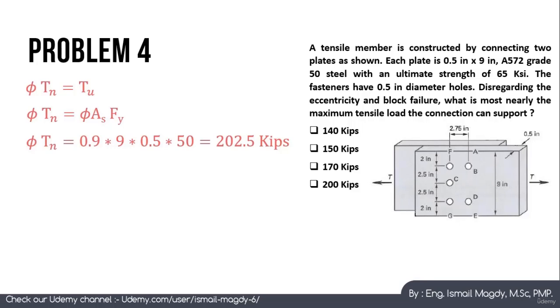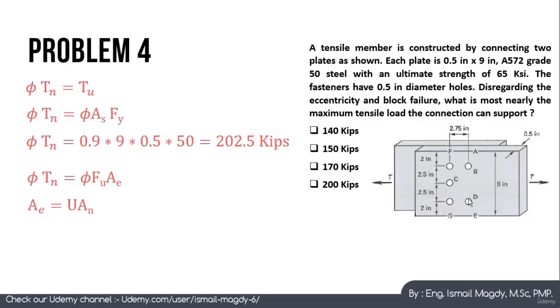Next step, we are going to calculate the same for the rupture. We know that this is the equation for the rupture, which is phi Tn equals phi F ultimate area effective, and we know that the area effective equals U multiplied by area net. Here it is saying that we need to disregard the eccentricity, which means that the shear lag factor equals 1. So we need to calculate area net now.